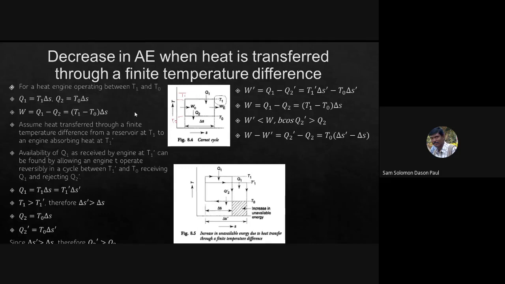Okay, fine. Decrease in available energy when heat is transferred through a finite temperature difference. So here we have this Carnot cycle which operates between the source temperature T1 and your ambient temperature T0. We have already seen you can define Q1 as T1 into delta S. So the integral of T dS will give you your heat supply, which is given as T1 into delta S.